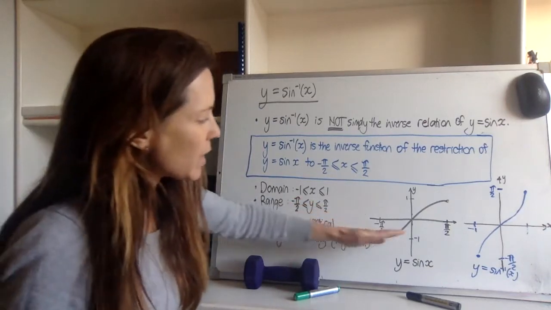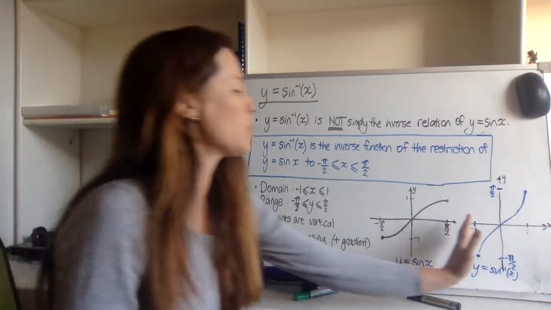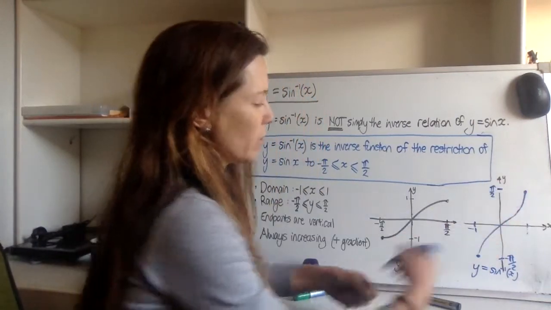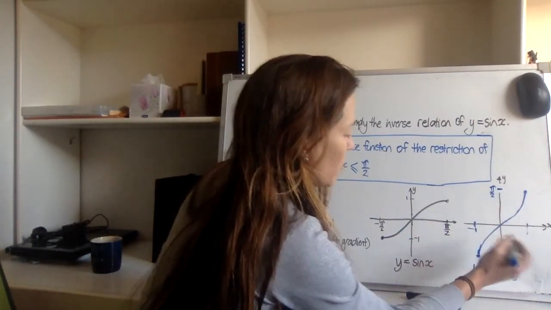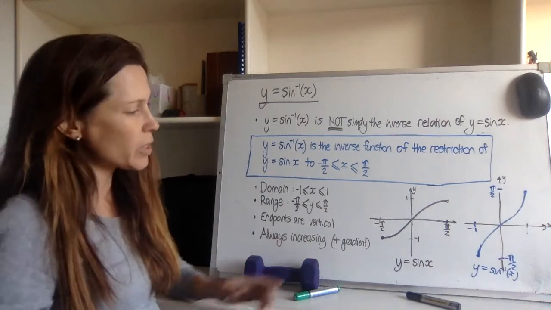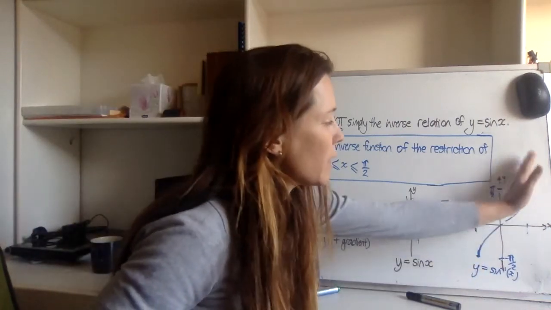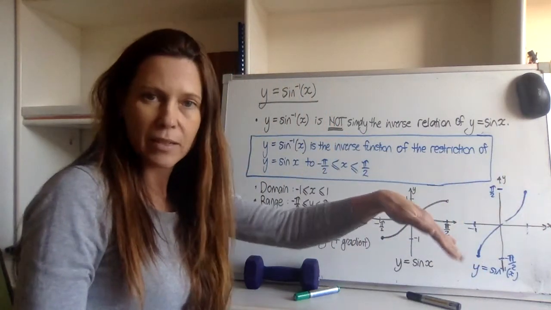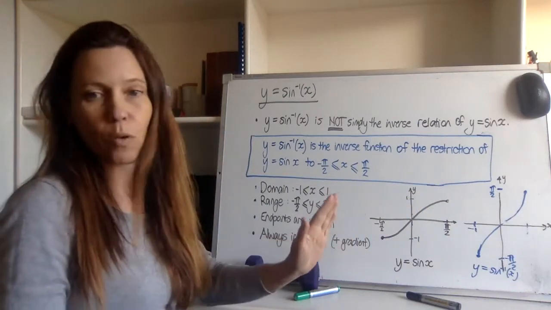And you can see that here where the endpoints are horizontal, the endpoints of this one are actually vertical. Okay, it's not a perfect graph, but you can see there that's meant to be vertical. We can also see that this graph is always increasing. So it never actually goes downhill. The gradient is positive all the time.